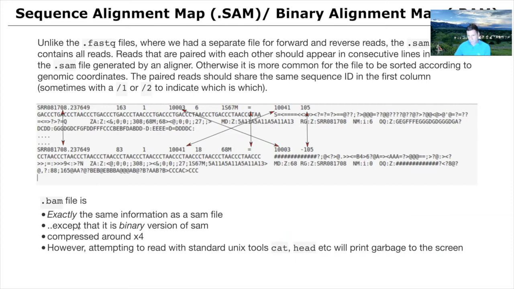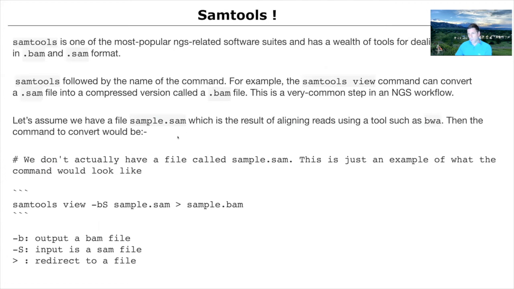BAM was then quickly adapted in binary to compress this about 4x in size. These are large files. You can imagine there's millions of reads, and they're typically about a gigabyte in size. So having 4x compression is really good with BAM, but you can't read it. In SAM, you can. We're not going to go into it, but SAM tools and BAM tools are being used ad nauseam throughout this pipeline.